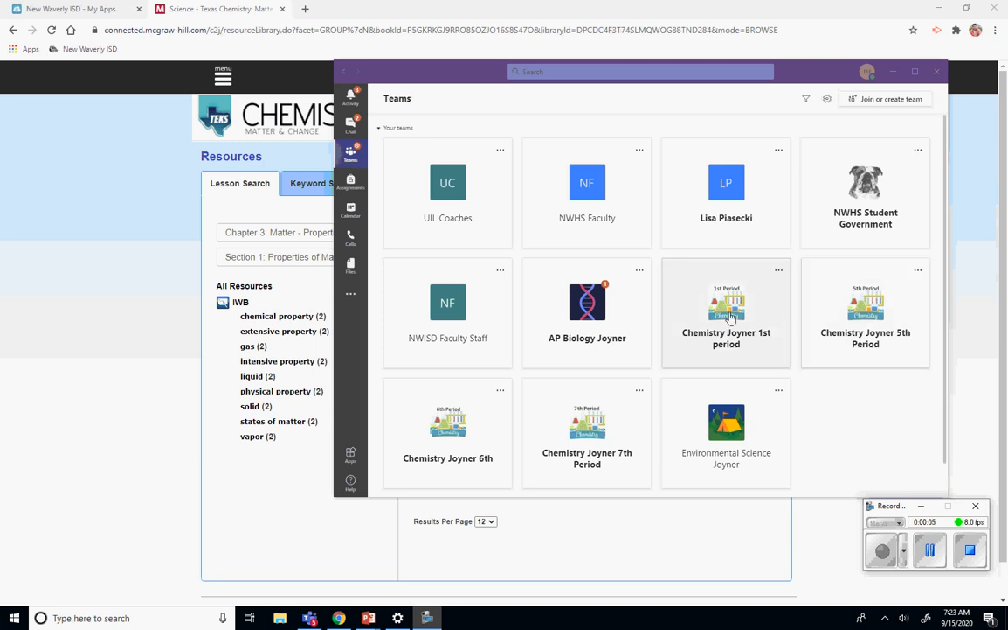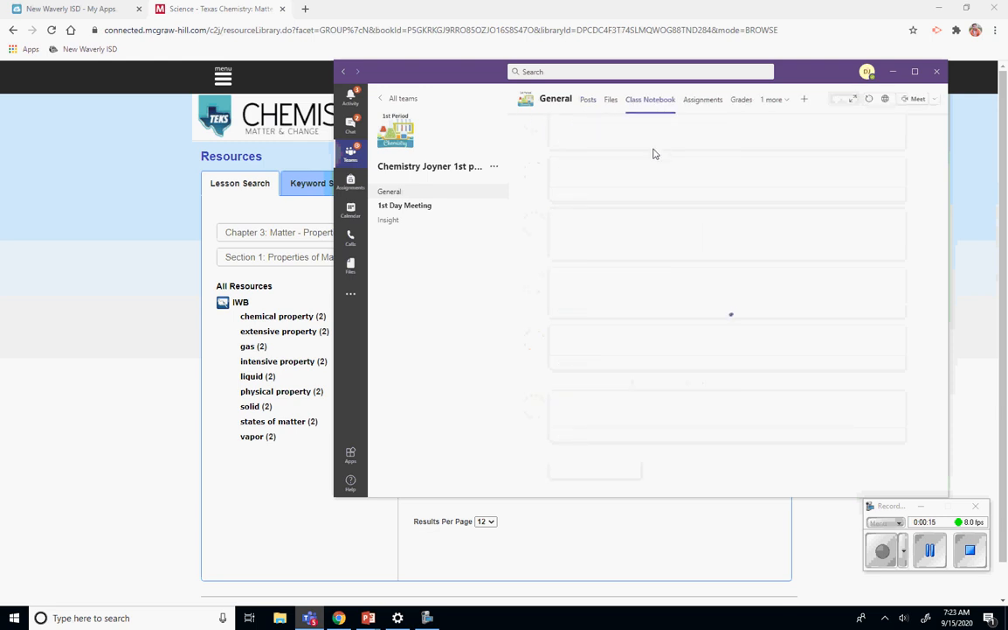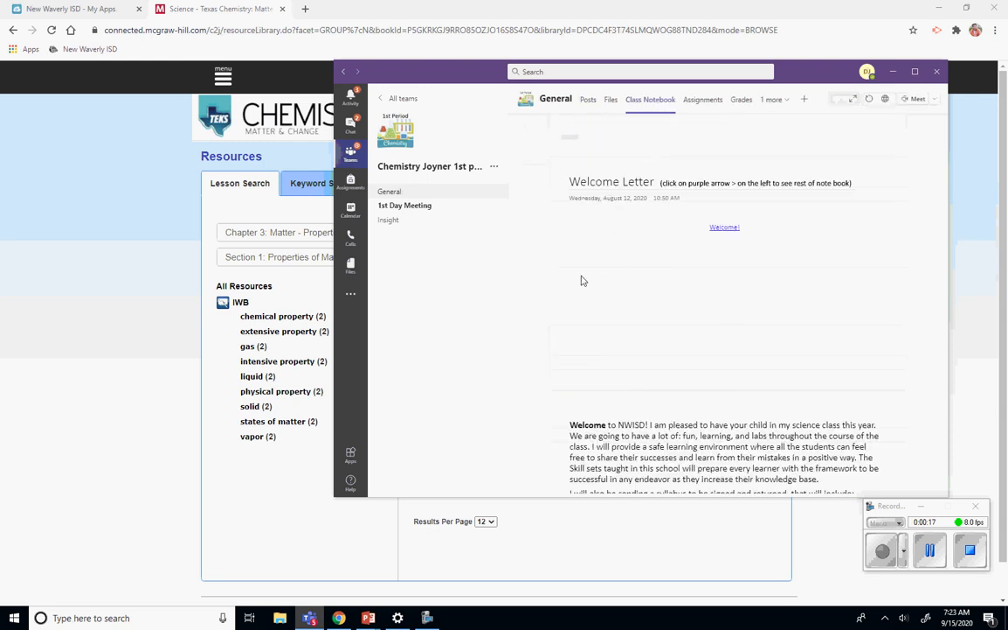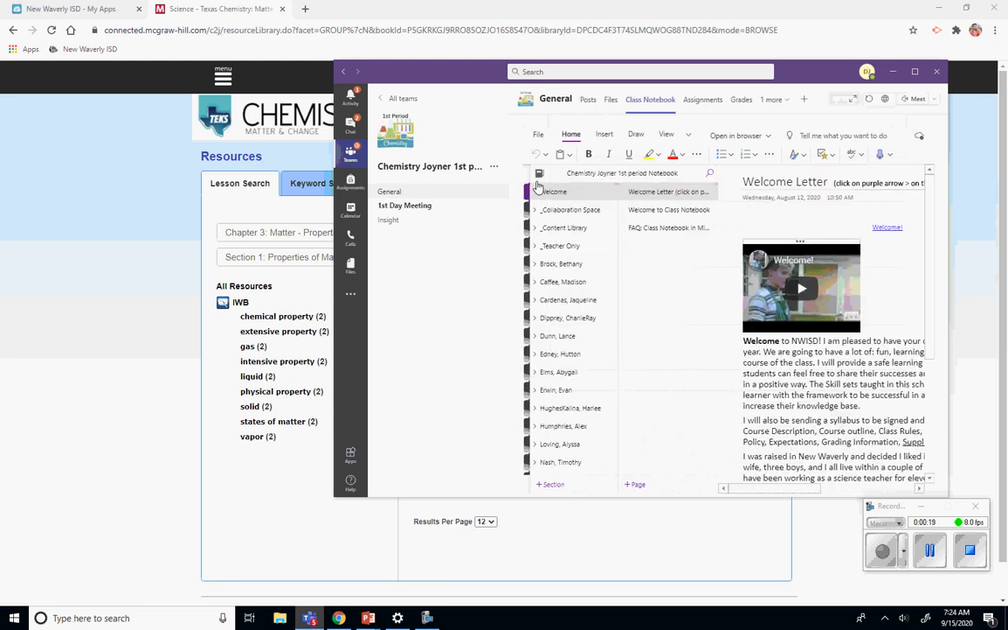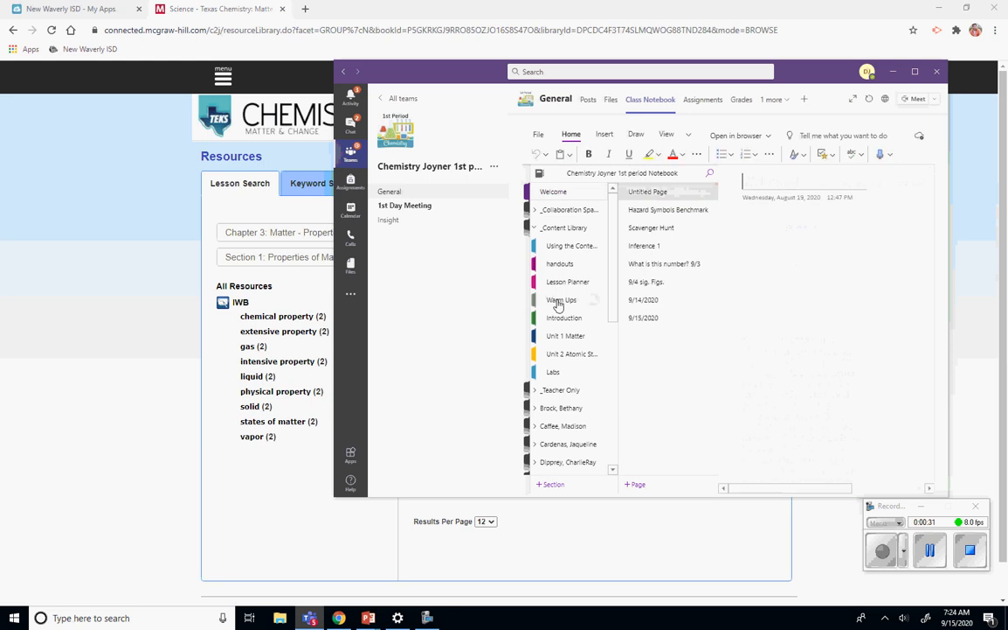First of all, go into your Teams and select your particular class team, and then you'll scroll to the top and click on Class Notebook. And this is all going to be for the warm-up. Then you click on that purple arrow, and then here, Content Library, where you find most of the stuff I kick out to y'all. You'll see there's Lesson Planner if you want to look at that to see what's going on the rest of the week, and also Warm-ups. That's what we're going to right now.